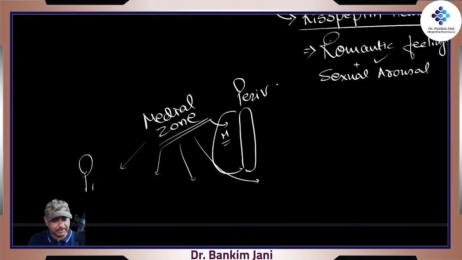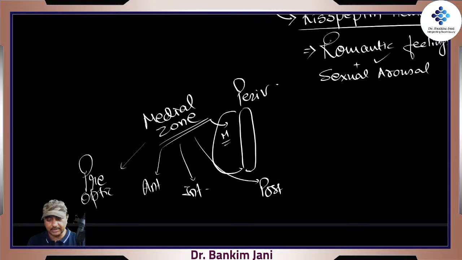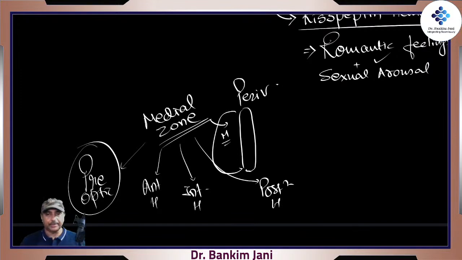If you have understood this, the rest is really very easy. This is preoptic, this is anterior, this is intermediate, and this one is the posterior hypothalamus. So we start now with preoptic.